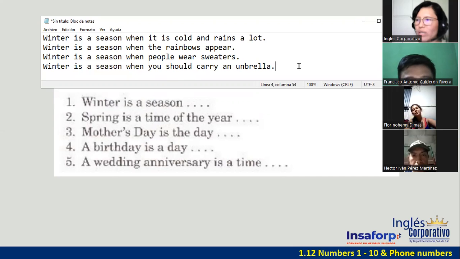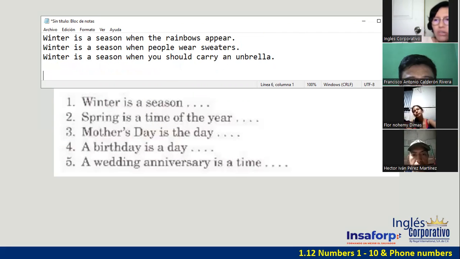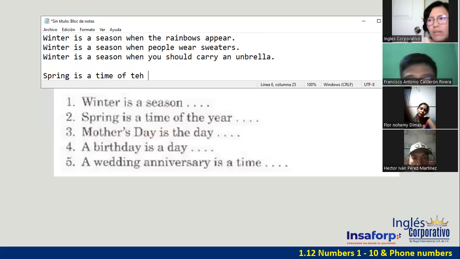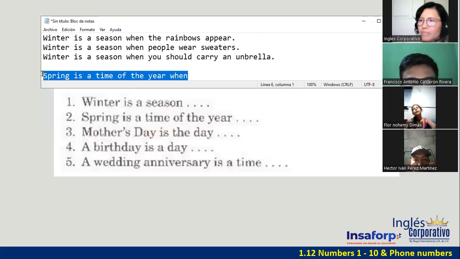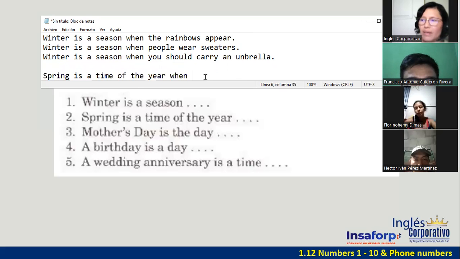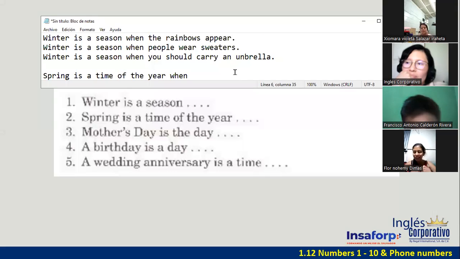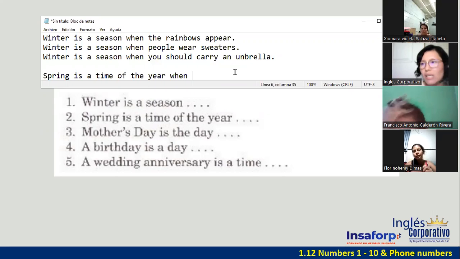Now, what about the next one? Spring is a time of the year, okay? Spring is a time of the year when? Volunteer. Teacher, it can be winter. No, sorry. Spring is the season when the leaves fall. Spring is a time of the year when the leaves fall. But that would be fall. Here it is spring.